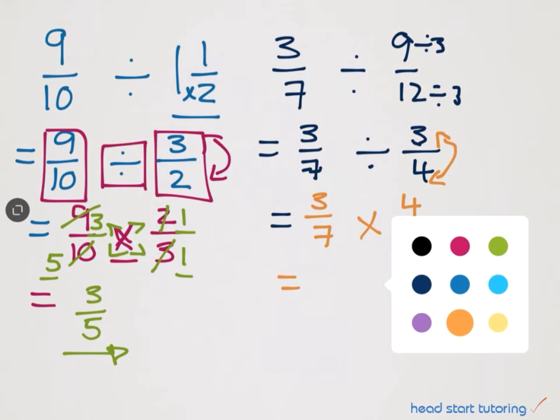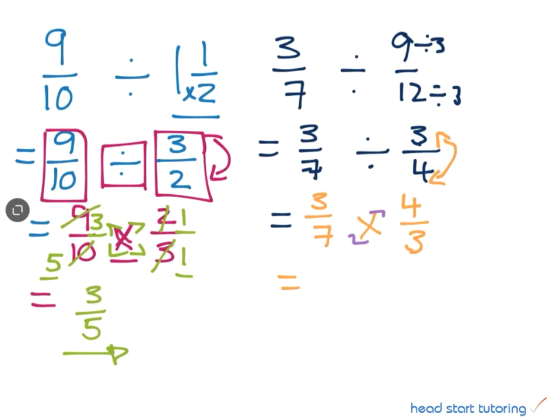So 3 over 7 multiplied by 4 over 3. We can now cross cancel. So we look at our 7 and our 4. There are no common factors between 7 and 4, so we cannot cross cancel there. But we can cross cancel with our 3's. We can divide them both by 3 to get 1. So then we say 1 times 4 is 4, and 7 times 1 is 7. So we end up with an answer of 4 over 7.